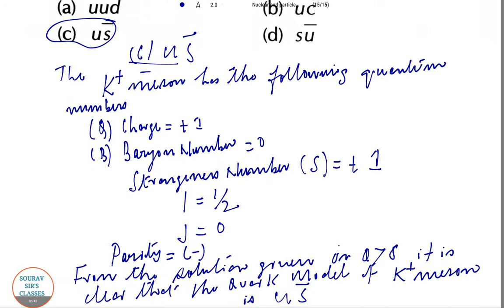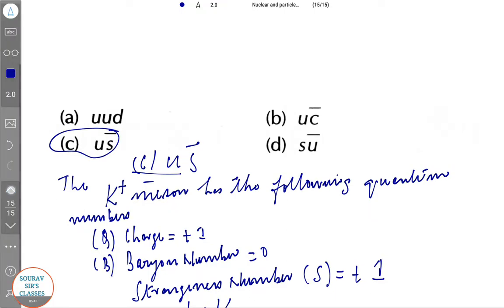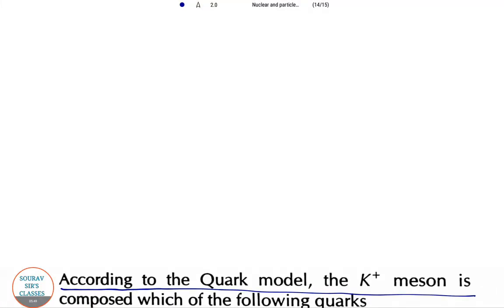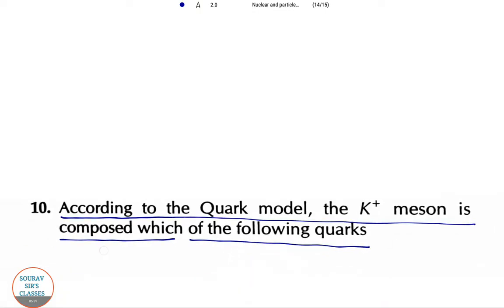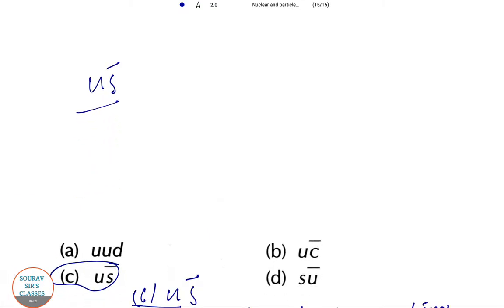The question was: according to the quark model, the K plus meson is composed of which of the following quarks? There are options UUD, UC, SU, US bar. Always remember, K plus is composed of U S bar.